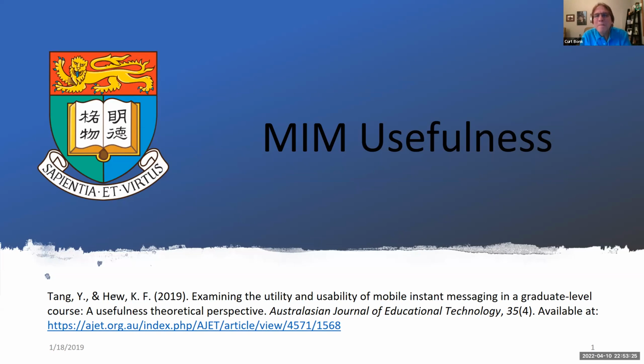Okay. So this article, I collected data back in 2016, and we published this article in 2019. In the study, we examined the usefulness of mobile instant messaging. And this is also the topic of my PhD dissertation as well.